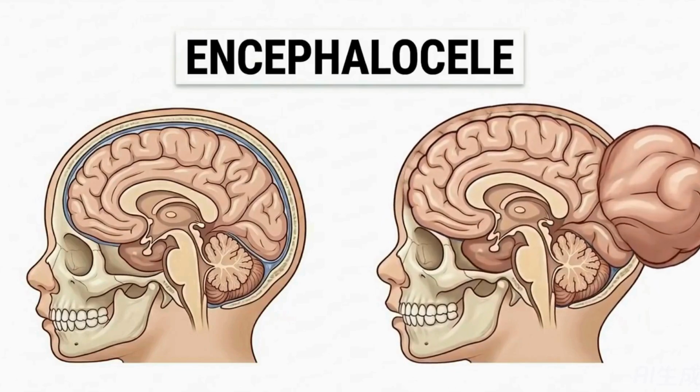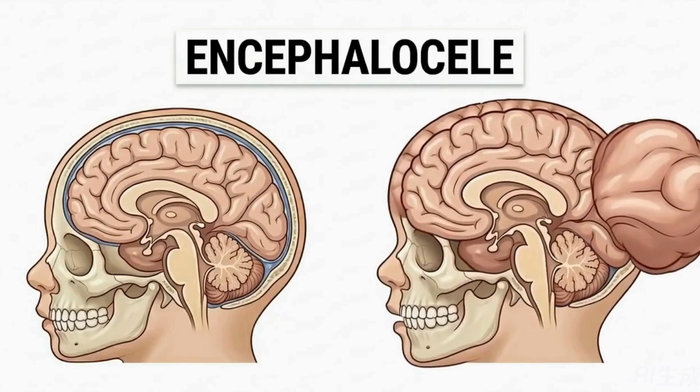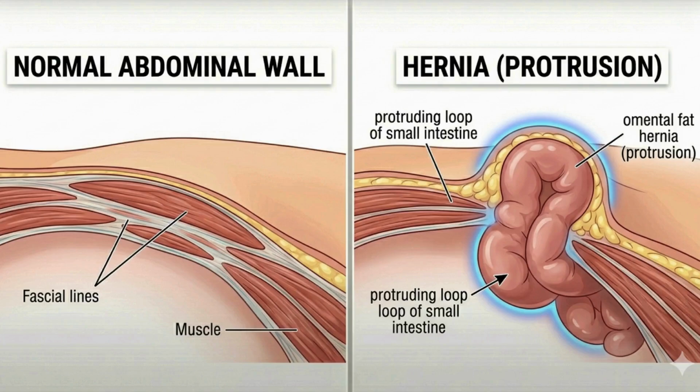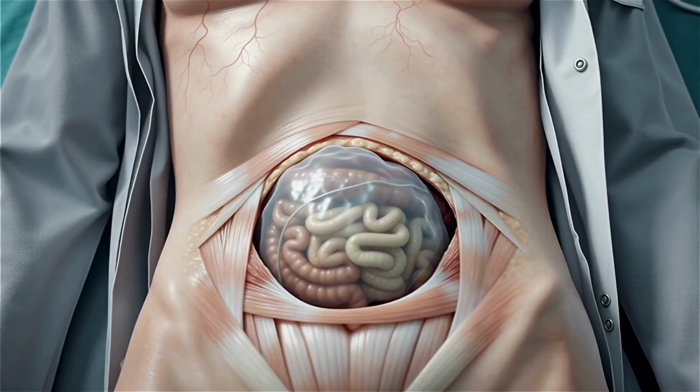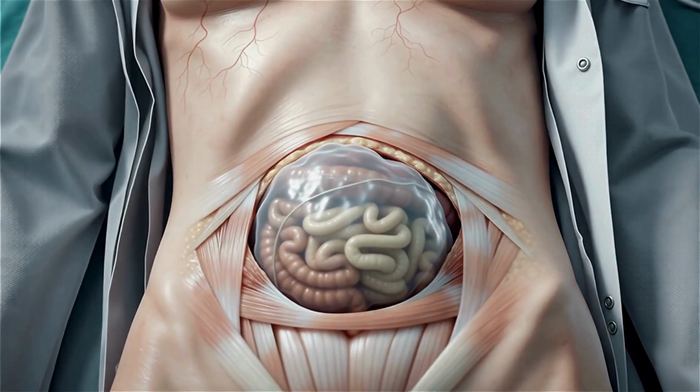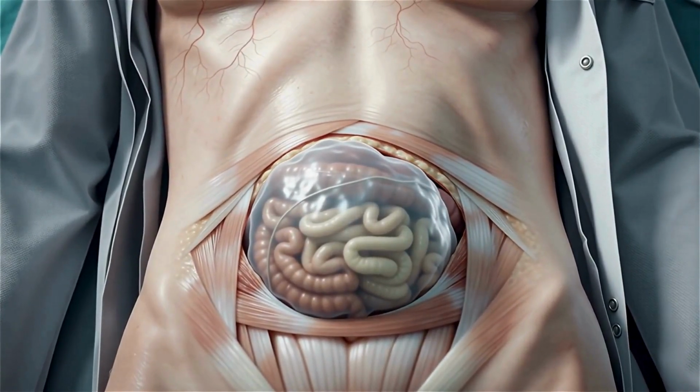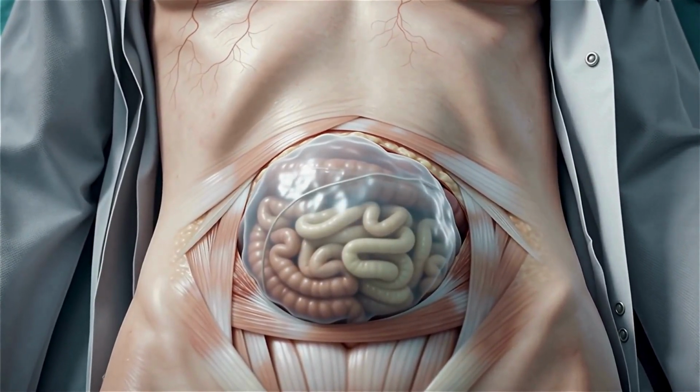So we call this an encephalocele. Encephalo means brain. Another example we have, of course, is hernia. When there is a protrusion of the intestine and the fat surrounding it through the abdominal wall, the muscles in the abdominal wall become weakened. So this allows the intestine and the fat surrounding it to protrude through this weakened part.